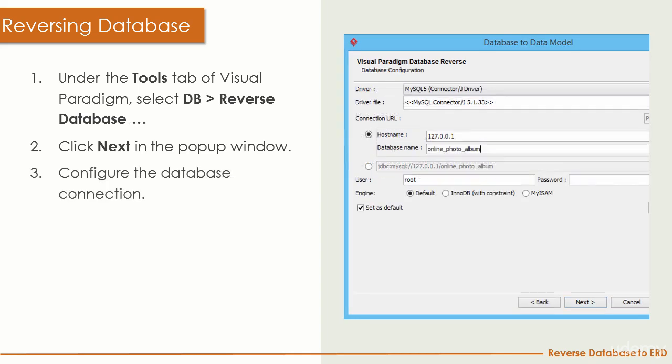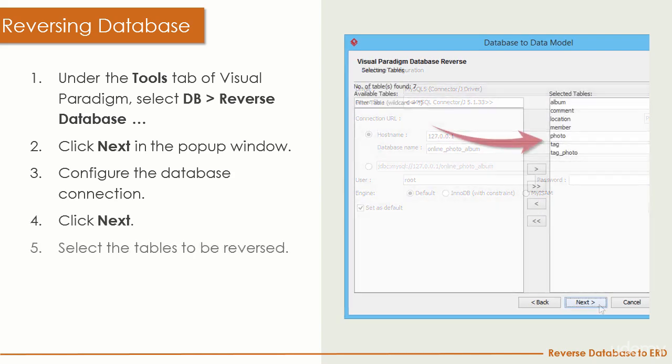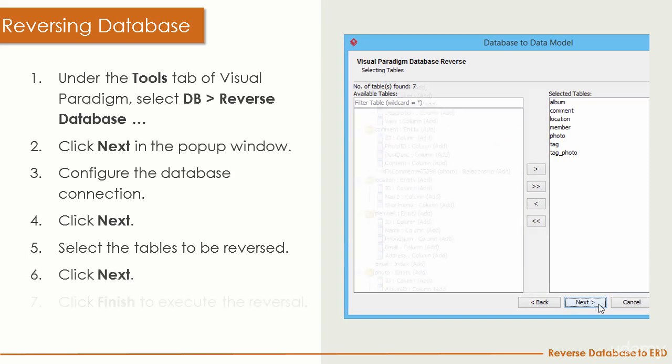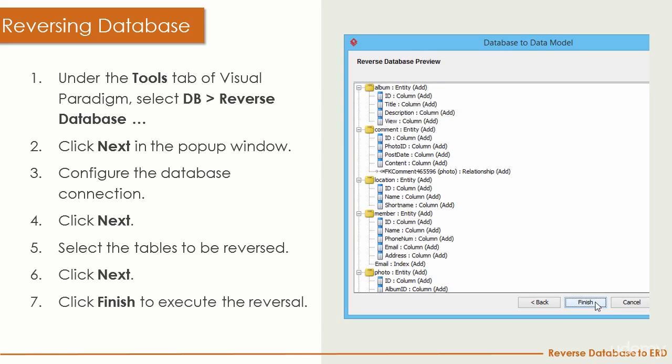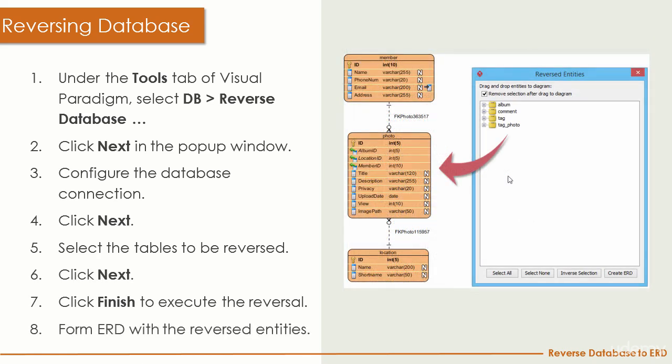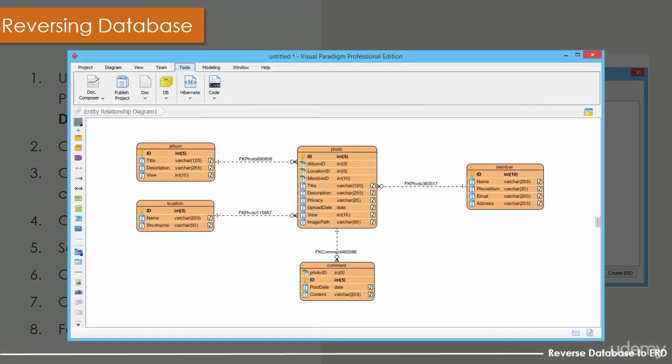Click Next and configure the necessary database connection options. Then click Next, and now you can select which tables you want to reverse. You may have a lot of tables, some system tables or some tables from a different system you don't want to incorporate in the reverse. You can filter them now. Then click Next and Finish. You preview what you reversed, and then you can drag and drop the entities into the ERD. Then you form a proper entity relationship diagram. Let me show you how to do it in Visual Paradigm.